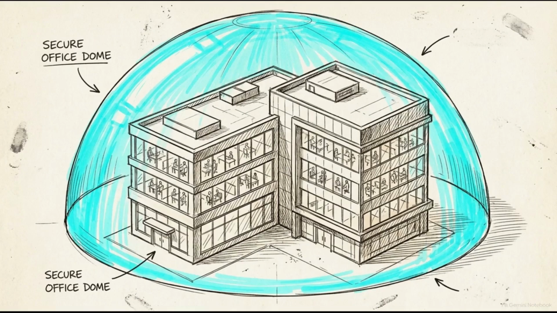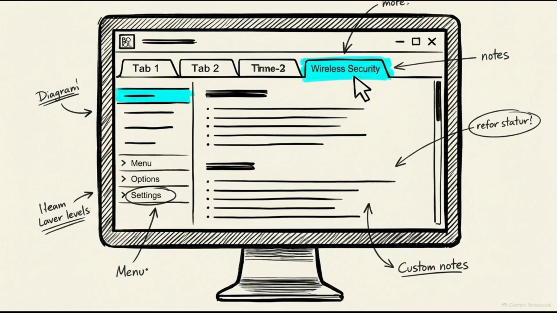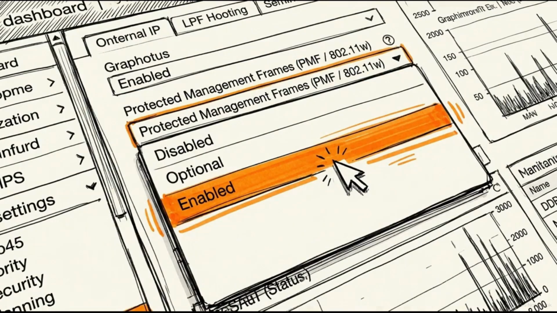We need to protect your home or business network from outside attackers attempting to force your users offline. If you have administrator access, log into your router's control panel. Navigate through the menus and locate the Wireless Security Settings tab. Look for a setting labeled Protected Management Frames, often abbreviated as PMF, or 802.11w. Once you find it, set it to Enabled.